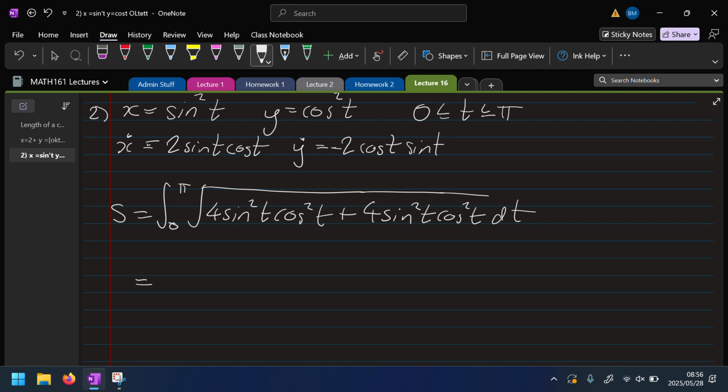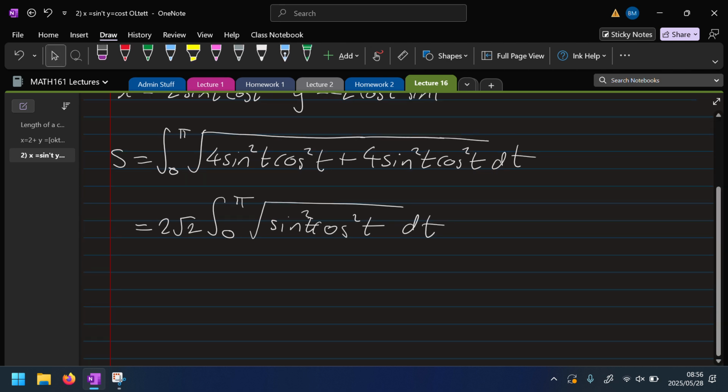8's a constant, we can take it out. So we end up with root 8 on the outside. You can simplify that to 2 root 2 if you want. Okay, so that's the integral from 0 to pi, root of, and then what's left over is just the sine squared, cos squared. Sine squared t, cos squared t, dt.